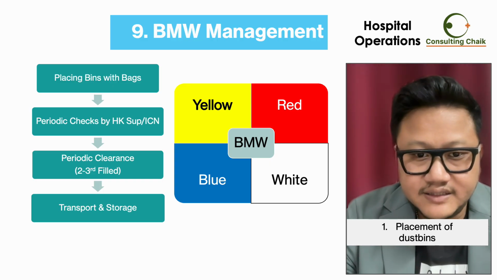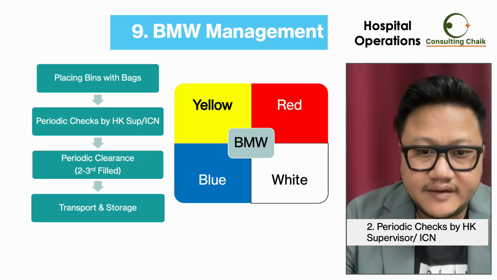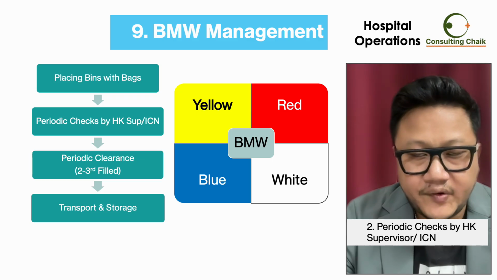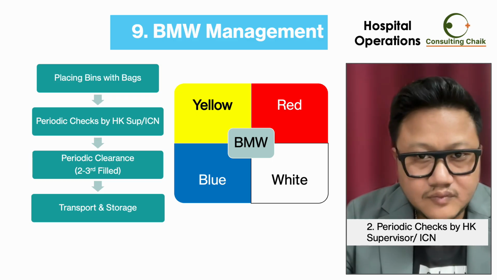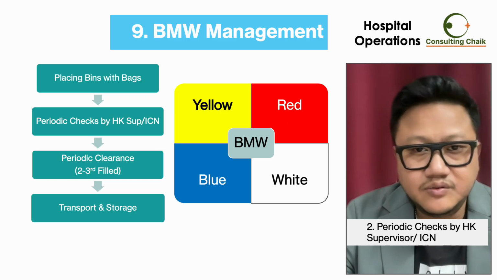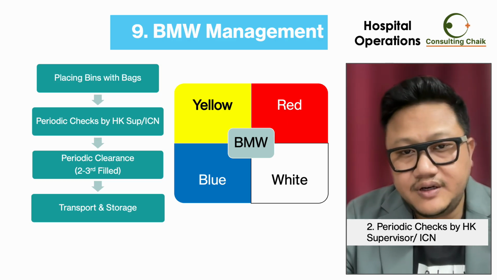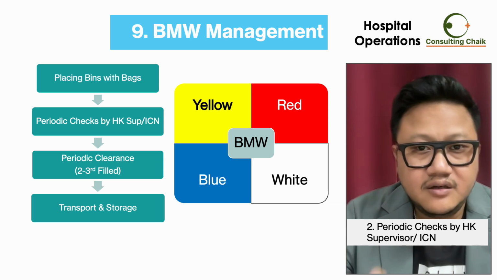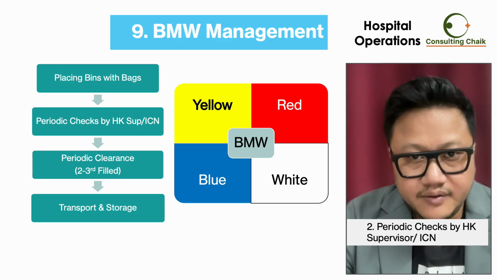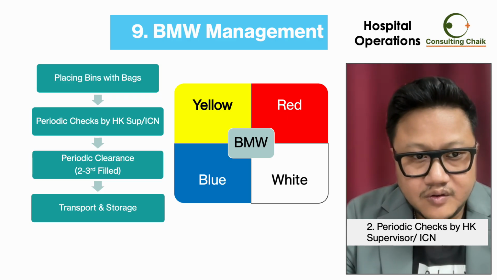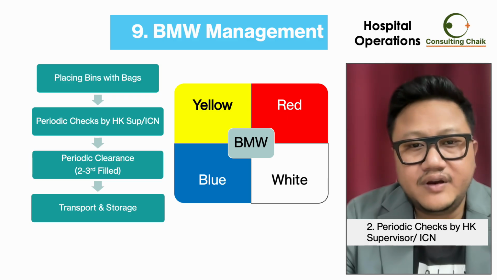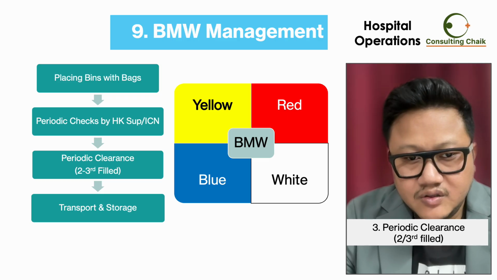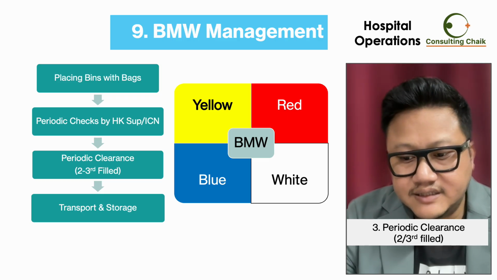So, placing the right dustbins in the right places, and then they have to do a periodic check. The periodic check has to be done by the housekeeping supervisors and the ICN. Every day she or he goes on rounds, and the ICN checks those dustbins, whether they are okay or not, whether they are 2/3 filled or more than 2/3 filled. After checking, if it is full or at least 2/3 filled, then it is cleared. So the periodic clearance is essential.